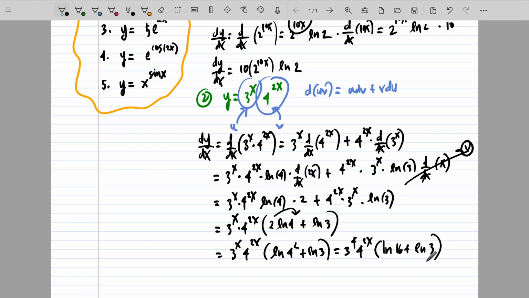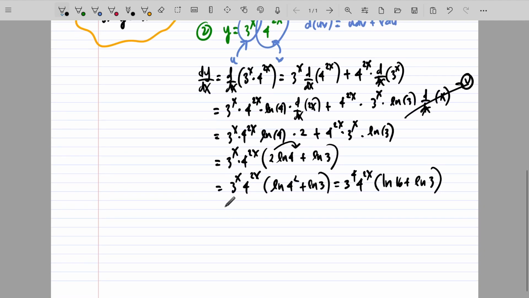Here we have a sum, so it becomes a product. So 3 raised to x, 4 raised to 2x, and then ln of what? 16 times 3, which is 48. Then put it in front, so ln of 48 if you like, times 3 raised to x times 4 raised to 2x. So this, guys, is the derivative of our given expression, which is 3 raised to x times 4 raised to 2x. Alright?